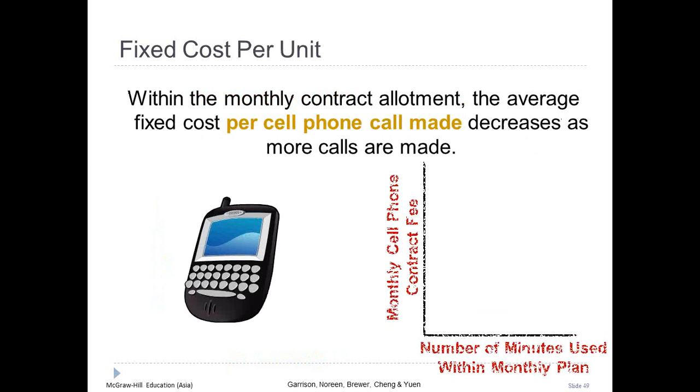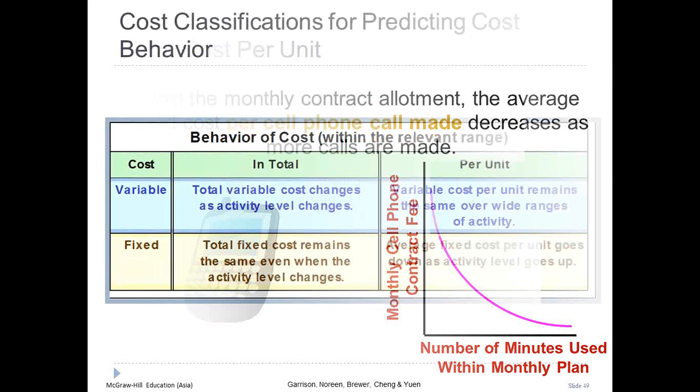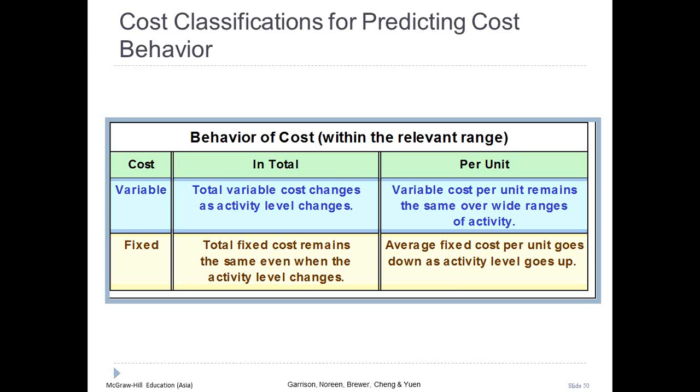However, when expressed on a per unit basis, a fixed cost is inversely related to activity. The per unit cost decreases when activity rises and increases when activity falls. For example, the average fixed cost per cell phone call decreases as more calls are made in the month. It's helpful to think about variable and fixed cost behavior in the 2x2 matrix shown here. Take a few minutes and review this cost summary for variable and fixed costs.